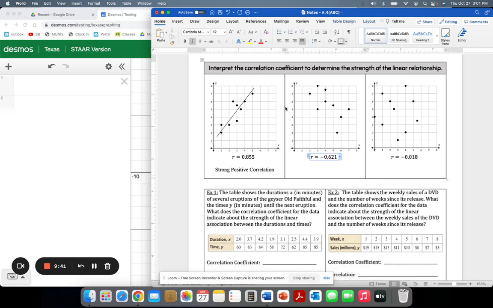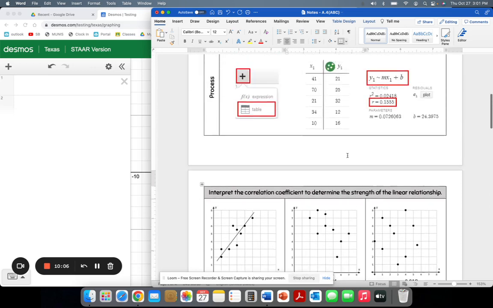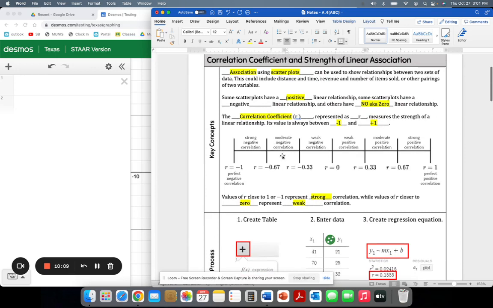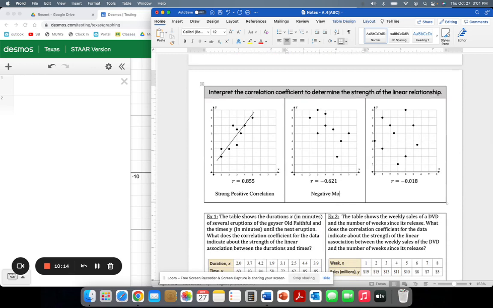For the next one, if you look, the line would be coming down, and the R value is negative 0.621. This indicates, first of all, that it is negative. The first thing you are going to write down is that it's negative, and it's closer towards 1. It's 0.62, so it's a moderate negative correlation. I'm going to use the word moderate. So negative and moderate correlation, because it's kind of halfway.